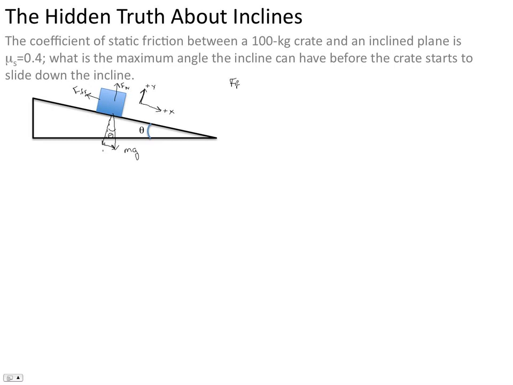Remember, in general, the force of static friction is less than or equal to mu s times the normal force. So if we want to know the maximum angle before static friction fails, what we really want is to know the angle where the force of friction is a maximum. It's not less than or equal to, but equal to mu s times the normal force.